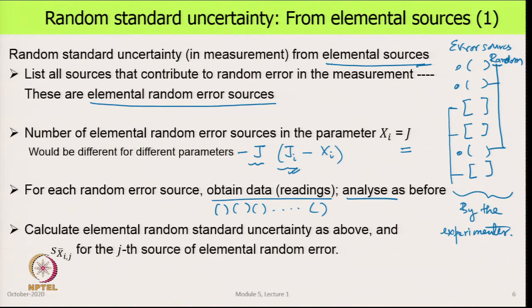Then we calculate the elemental random standard uncertainty in the same way as we have done before. We calculate the mean, the standard deviation and standard deviation of the mean, and this now is the elemental random standard uncertainty for the jth source of elemental random error. This is what we got. S x bar I j tells you which is the jth source of elemental random error.